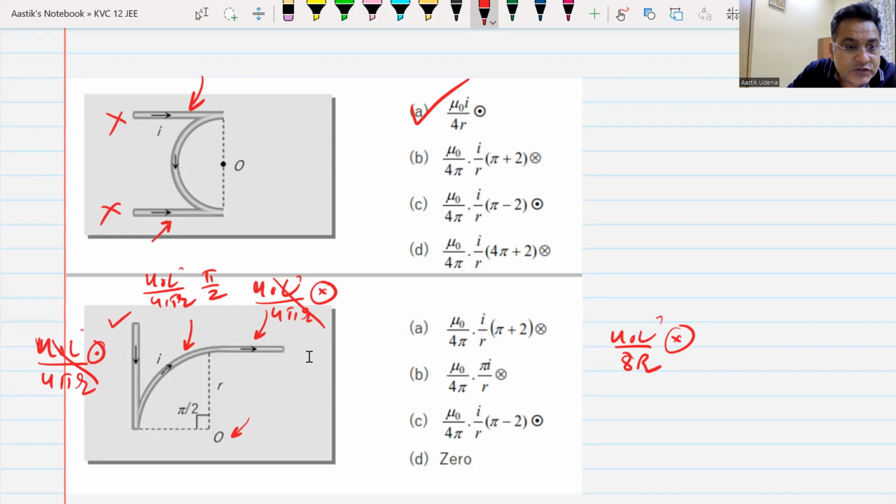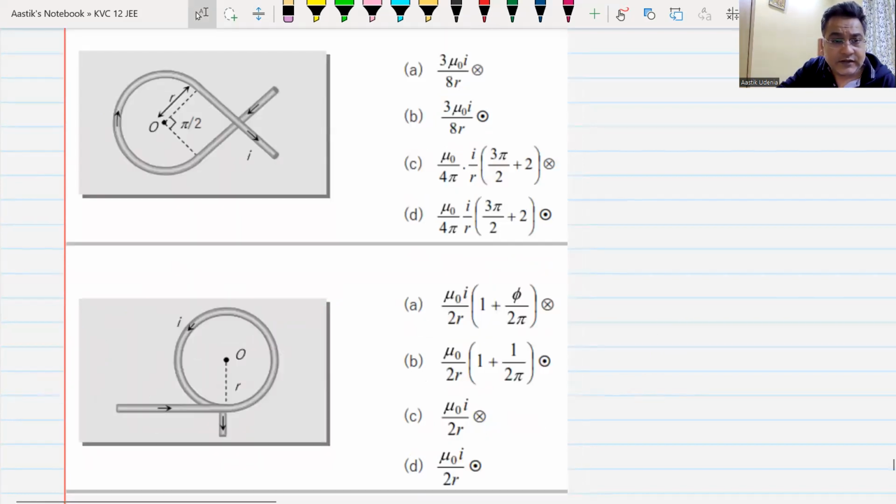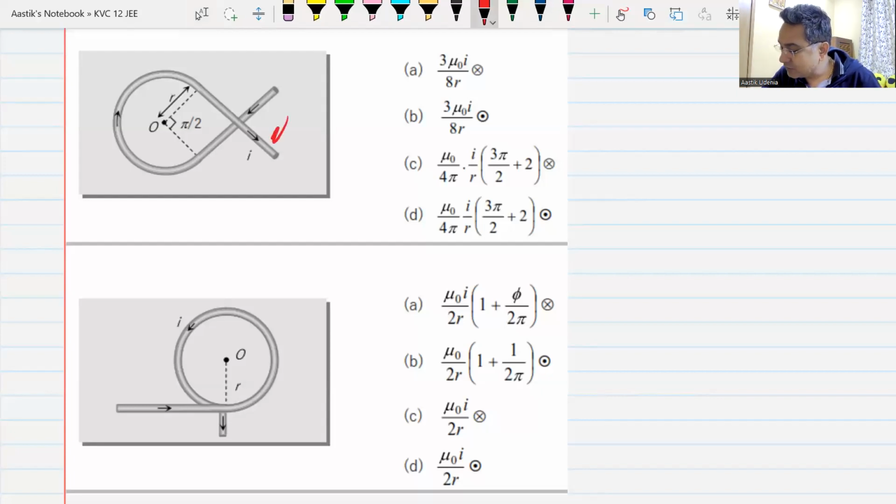Next one. Next two. These are the next two. I'll give you 2 minutes to solve the next two. Once we get this, then I will move on ahead. Find out the magnetic field at the center. So how are we supposed to do this? Magnetic field due to this wire and this wire, they are both same, yes or no?